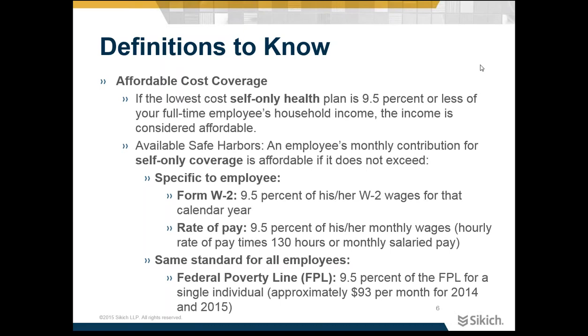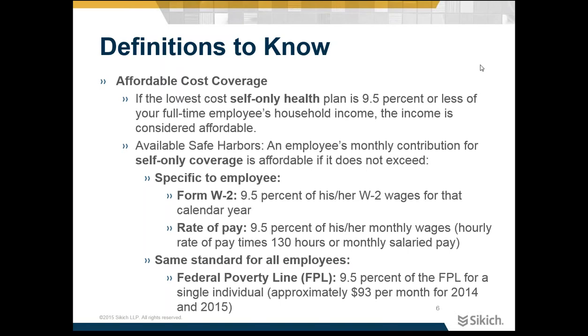One of the terms that's used frequently is affordable coverage. This is deemed to be the lowest cost self-only health plan charge that you have, and this should have been 9.5% or less of the full-time employee's household income in order to be considered affordable. The IRS did recognize that as an employer, you're not likely going to know what your employee's household income is. You don't know what their spouse's income is, etc. So the IRS came out with a number of safe harbors that you likely took into account when you were determining your pricing for what you were going to charge employees, what coverages you were going to offer, etc.